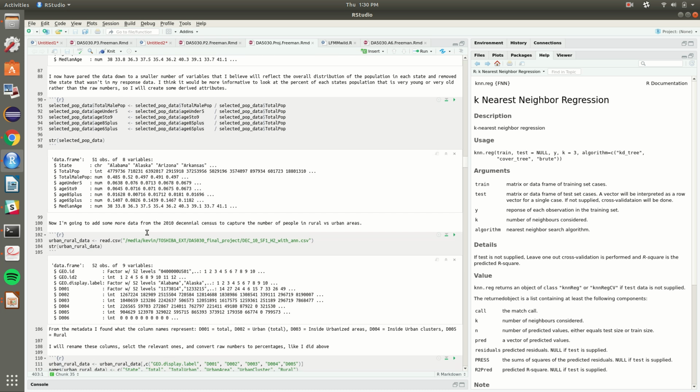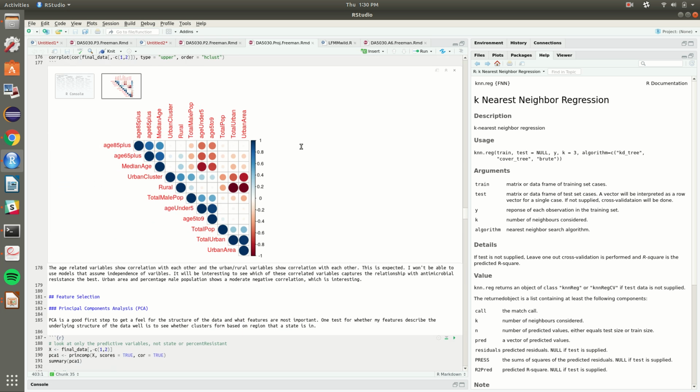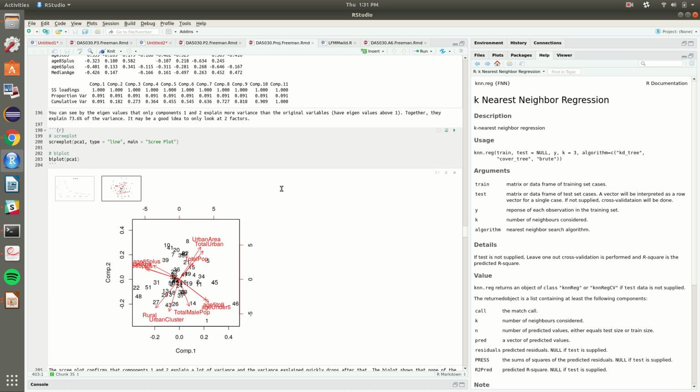Then to explore the explanatory variables, so that's population data by age, urban-rural data, I did some correlation. I found that a lot of the data is highly correlated with each other, which I kind of expected from the nature of the data. For example, percent rural has a negative correlation with total urban. Age under 5 has a negative correlation with median age. Age 85 plus has a little bit of a positive correlation with median age. And so that means that in my models, I have to either account for this correlation or just not use models that assume independence.